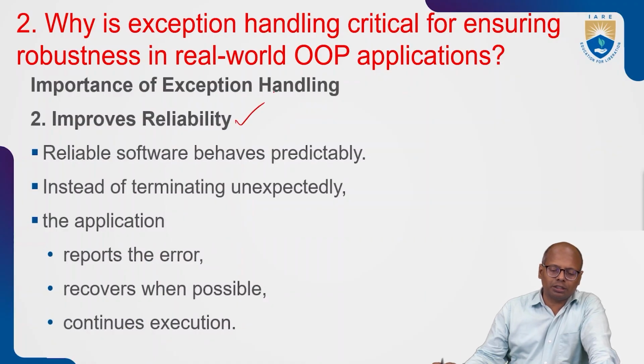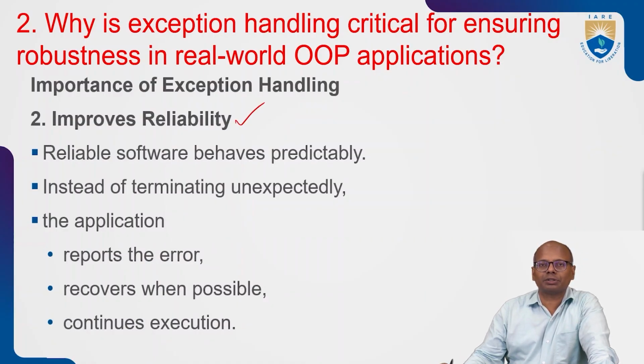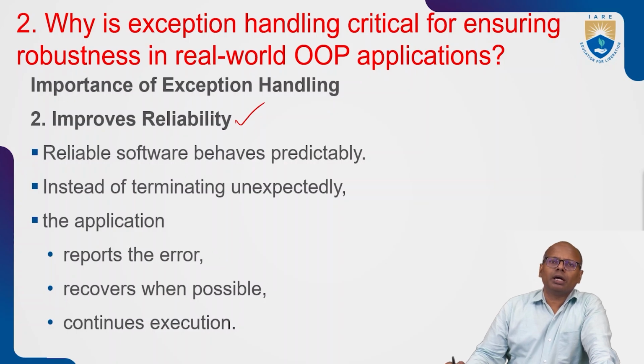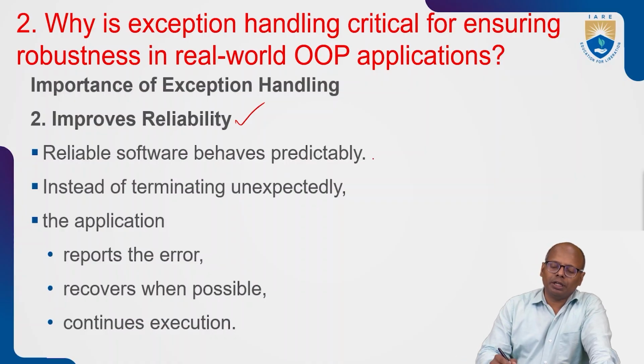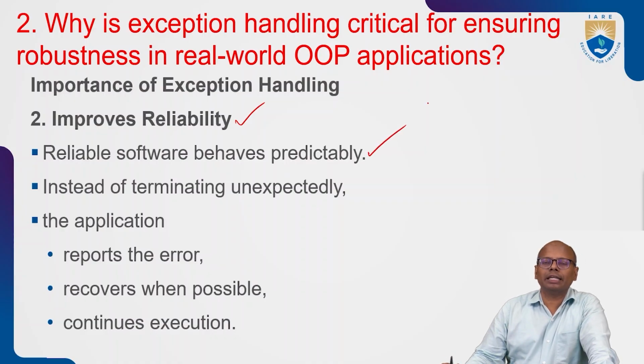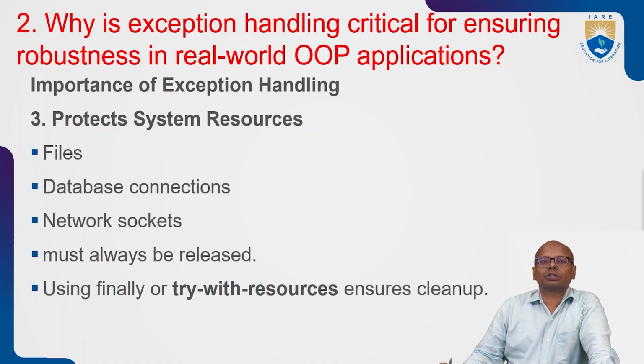If I use exception handling, it improves reliability, so the software behaves predictably. If I don't use it, it will be unpredictable. It will terminate unexpectedly without showing the errors. But if I use exception handling properly, it will behave predictably and show the errors, so that we can rectify them while the system is still running. It also protects system resources: files, database connections, network sockets.